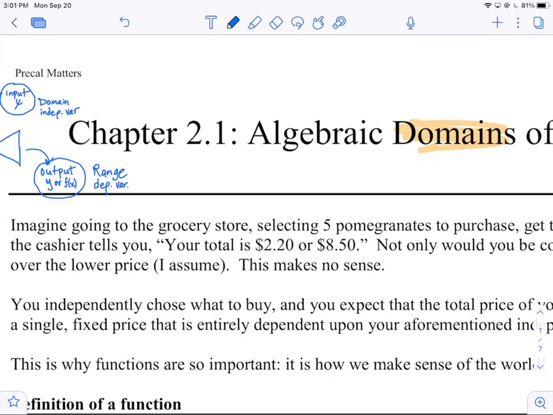Now, if you get there and the cashier rings it up on the register and reads what comes back, and it might be one of y'all because they hire a lot of students, put yourself in my shoes. If the cashier said, that'll be $2.20 or $8.50, what would you say? Yeah, give me the $2.20, please, right? I'll pay $2.20.